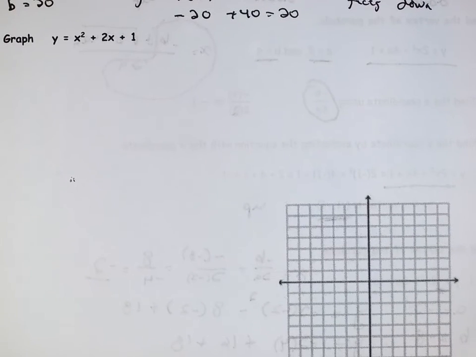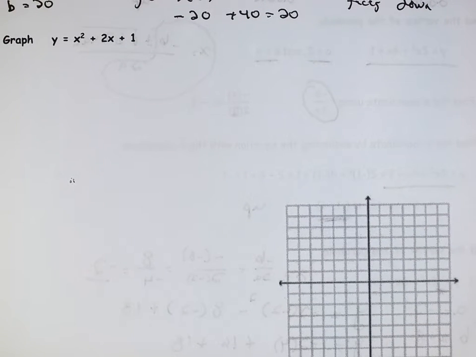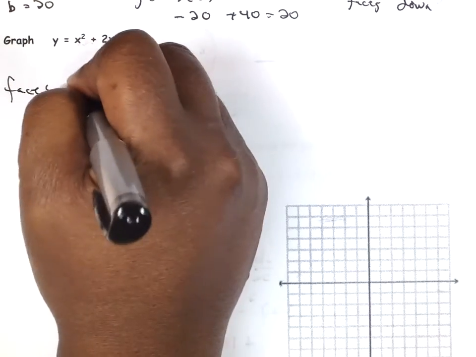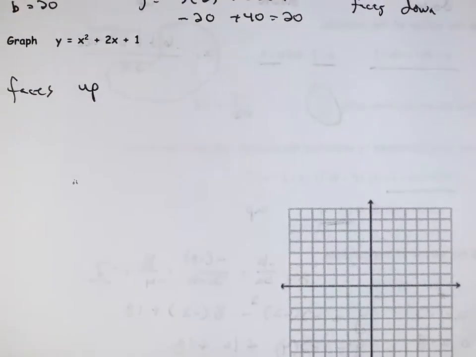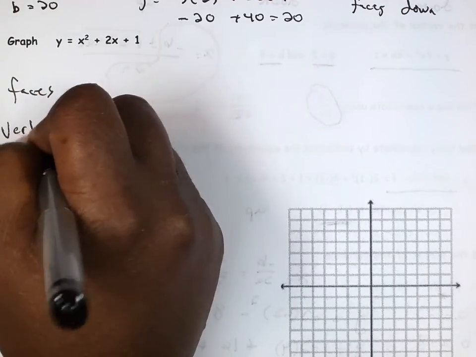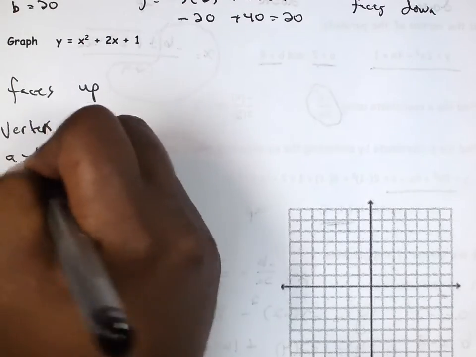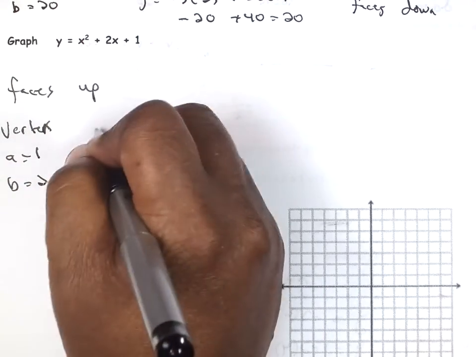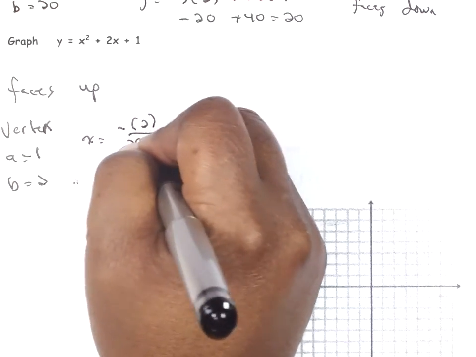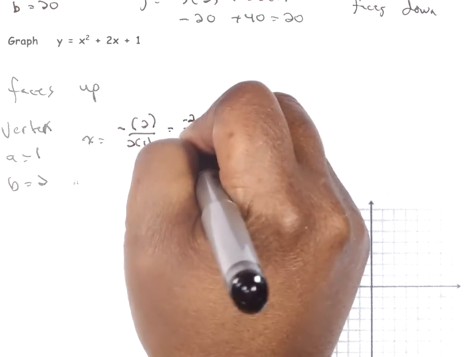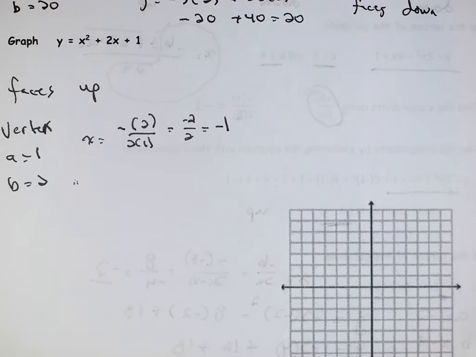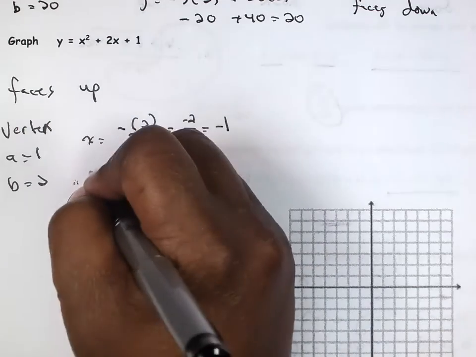Alright, here they want us to graph it. So we have y equals x squared plus 2x plus 1. So what I know for sure is it faces up, because the coefficient of x squared is equal to 1. And then I want to find the vertex. So a is equal to 1, b is equal to 2. So opposite of b over 2 times a, I get negative 2 over 2, which is negative 1. So that's the x-coordinate of the vertex.